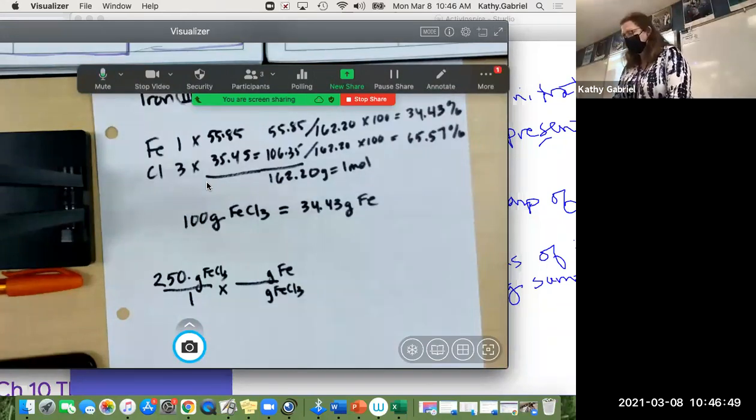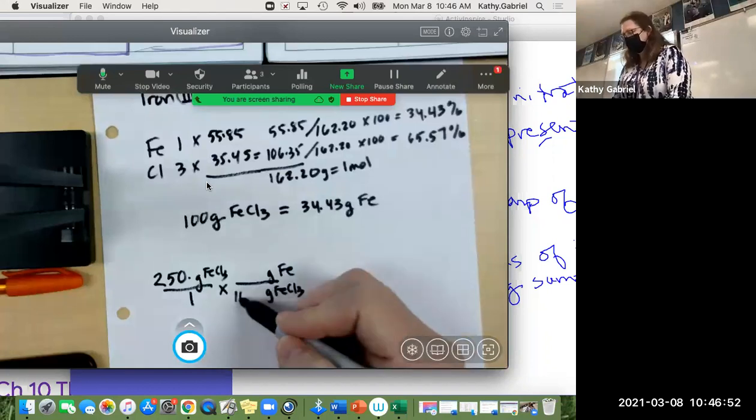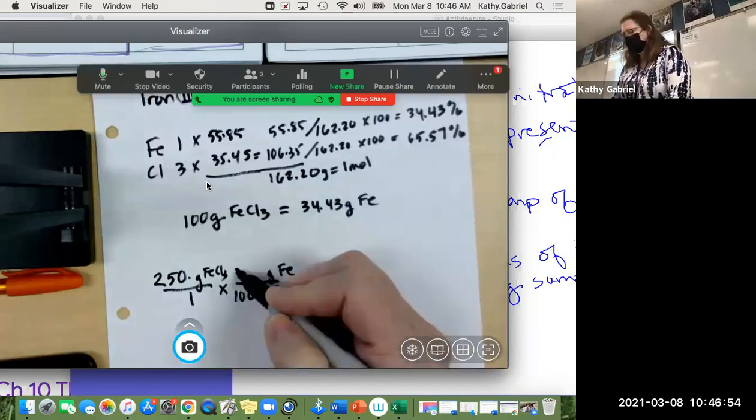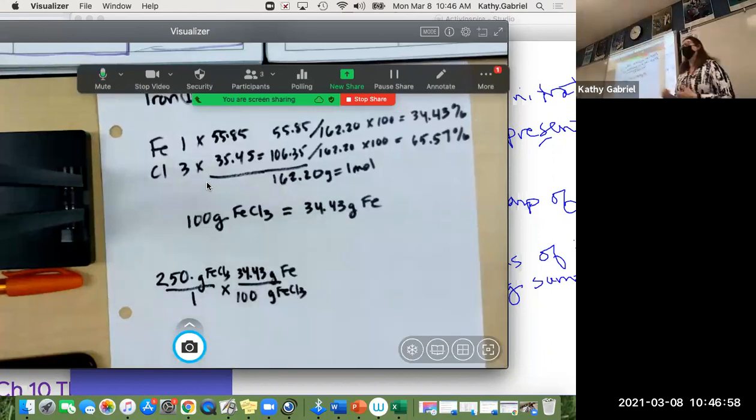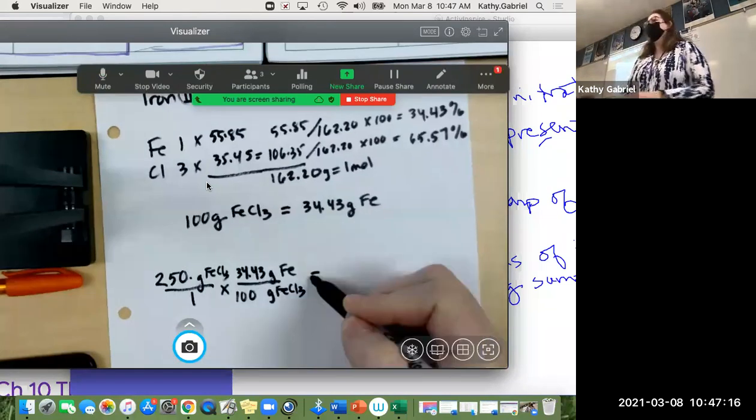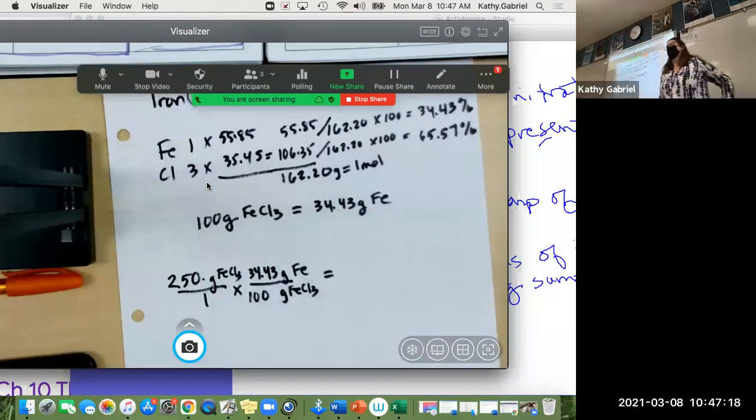Okay, so let me just put it in, 100 here, and 34.43. Our percents are usually to 4 sig figs because our molar masses are a lot of sig figs. And I'm thinking it's between 70 and 80 grams probably, right? I made this up, so I don't really know off the top of my head. Go ahead and do the math.